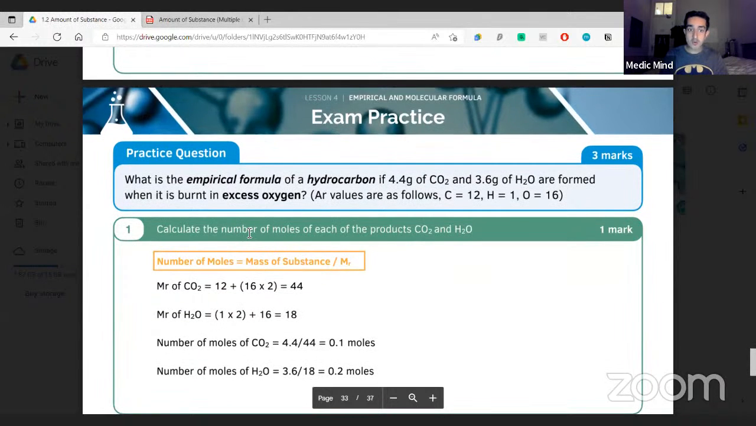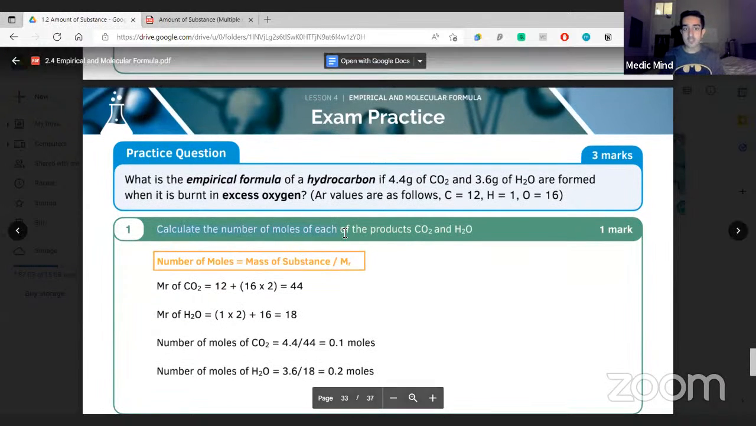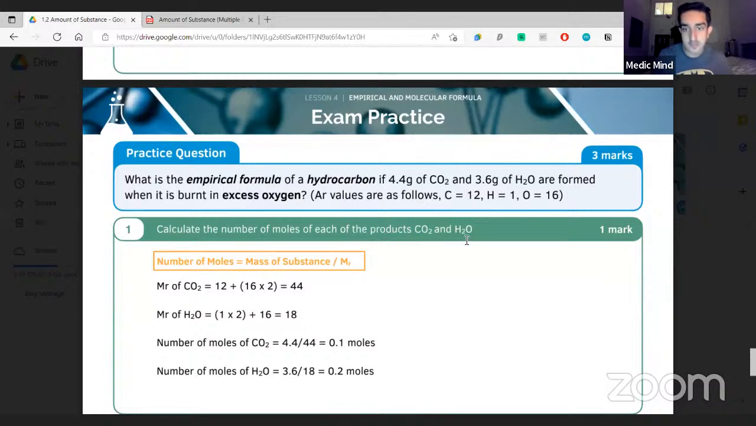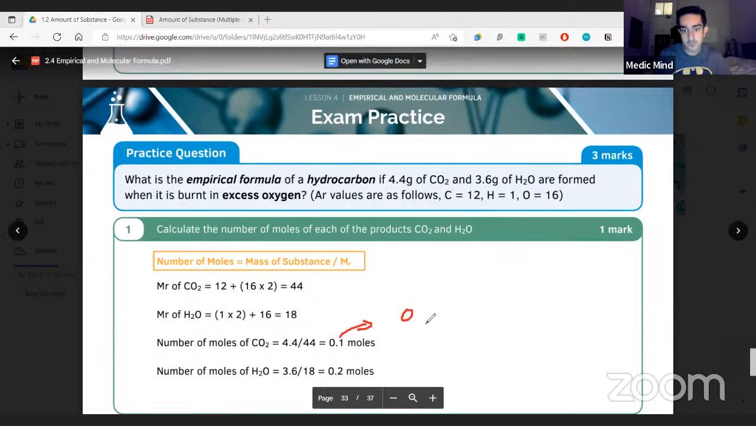So we need to calculate the number of moles of each of the products, CO2 and H2O. The Mr values are 44 and 18. So 4.4 divided by 44 gives you 0.1 moles of CO2. And the number of moles of H2O is 3.6 divided by 18, which is 0.2 moles of H2O.